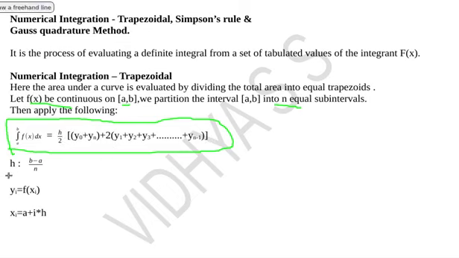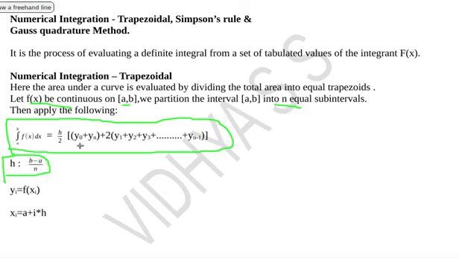We can calculate the value of h by using this formula: b minus a, that is upper limit minus lower limit, divided by n. See, b is the upper limit, a is the lower limit. Then b minus a divided by n will give you the value of h.